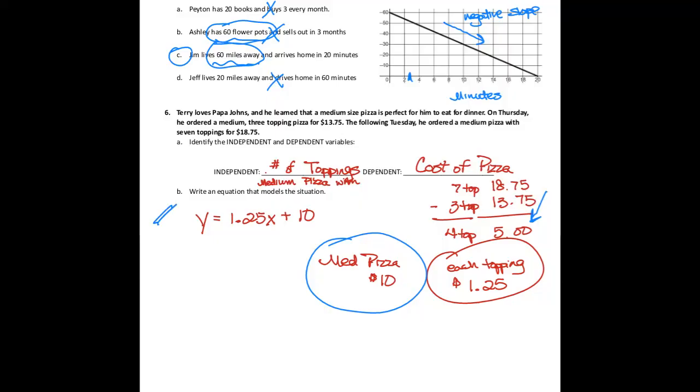Then we had to write an equation that models that situation. Remember, your slope is the part in front of the x, and since we're talking about linear functions, that slope is consistent or constant, just like each of our toppings was consistent. So y equals $1.25 times x, where x is the number of toppings you come up with, plus $10 because that is the standard price for a medium pizza. Okay? So we were kind of quickly finishing that up yesterday. Any questions about number 6?